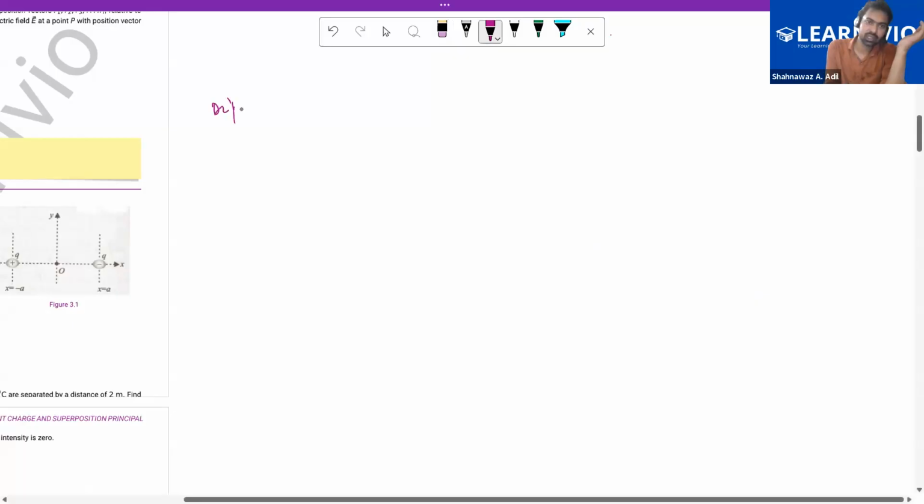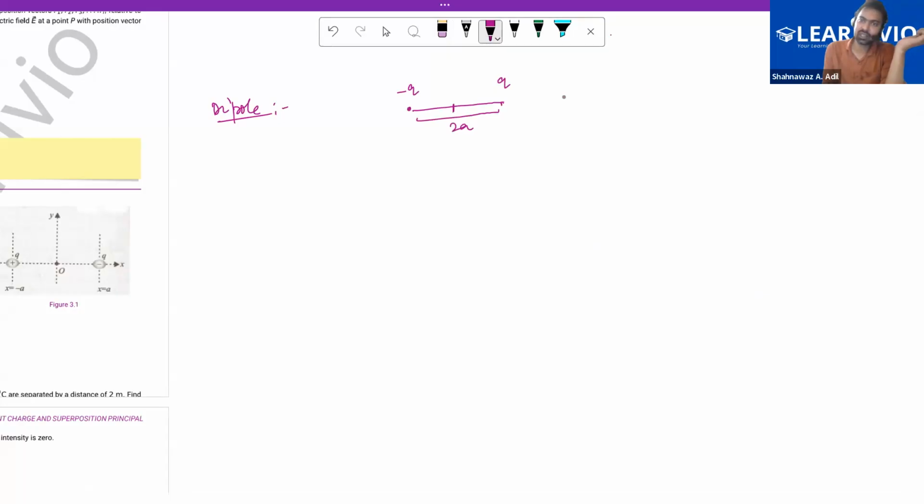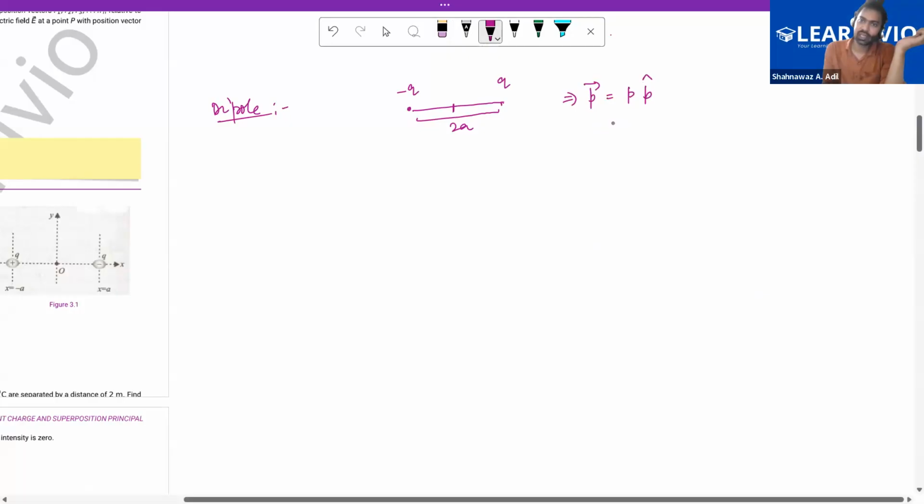So let's quickly have minus q and q. They are equal in magnitude, but they have a small separation. And generally, we take it as 2a to help in the calculation. Then we have the dipole moment, which is p, that is p into p hat, and p hat is this direction. And the magnitude of p is 2aq. So this is the dipole. Now we have the electric field of a dipole.